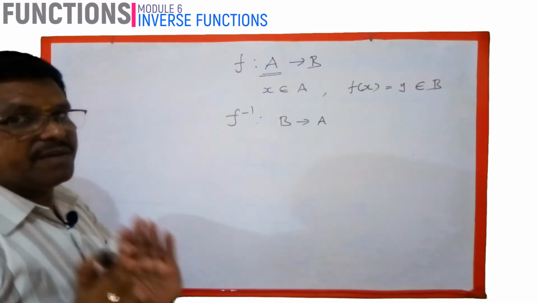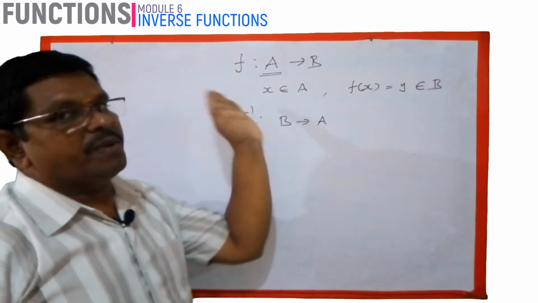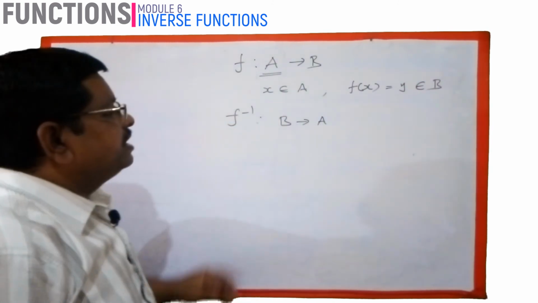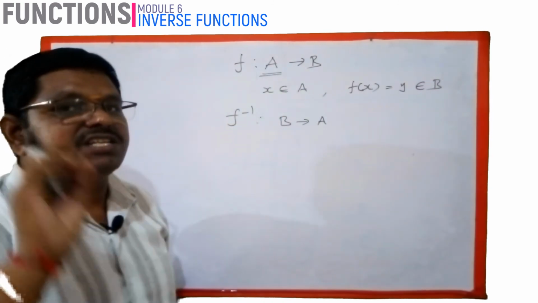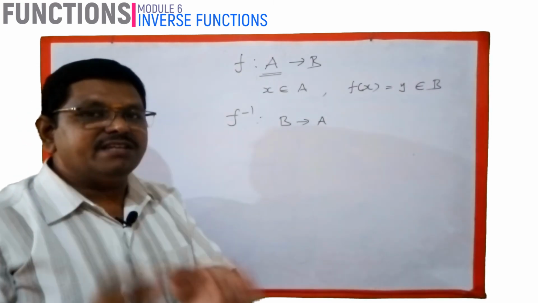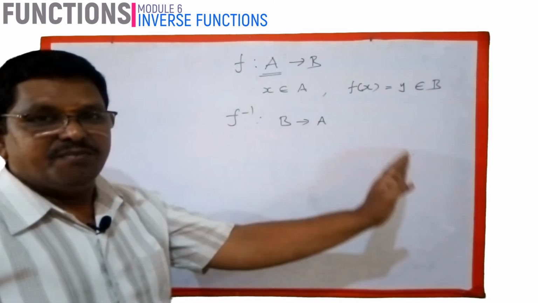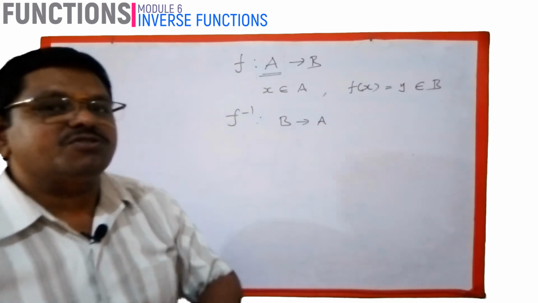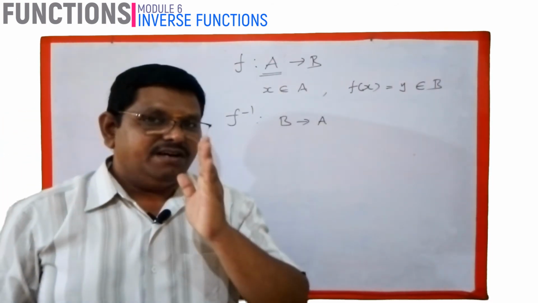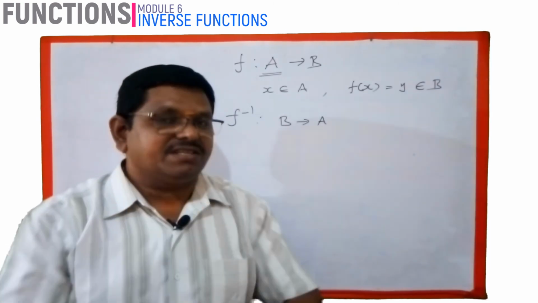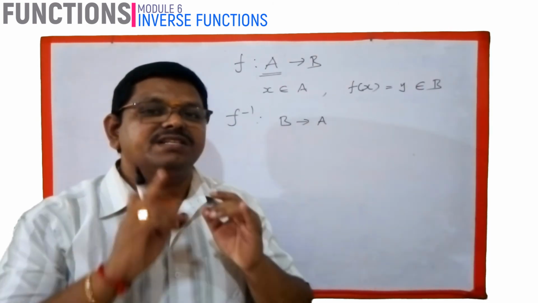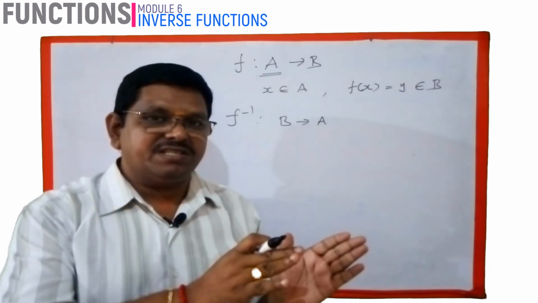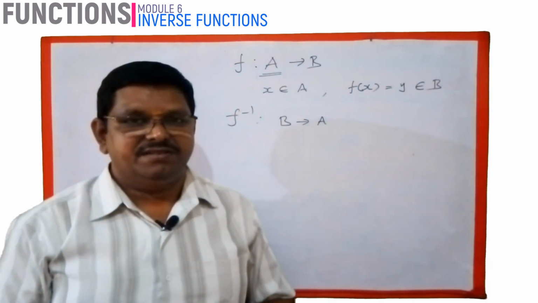So here what is happening is we are changing the domain into codomain and the codomain into the domain. That is the difference. This is possible only if the function is bijective. So we can find the inverse function only if the function is bijective. If any function is given to you and you are asked to find whether it has an inverse or not, first you should check whether the function is bijective or not. If the function is bijective, definitely it will have the inverse.